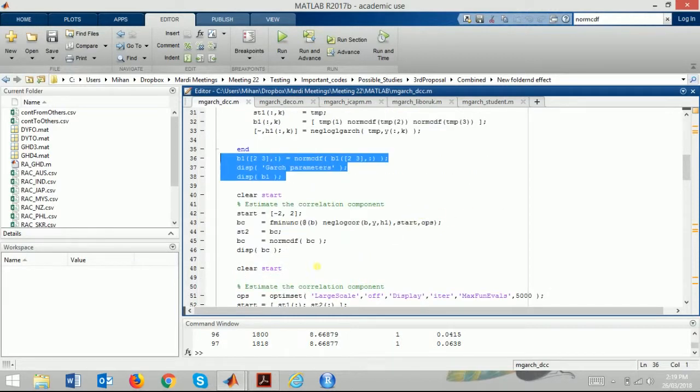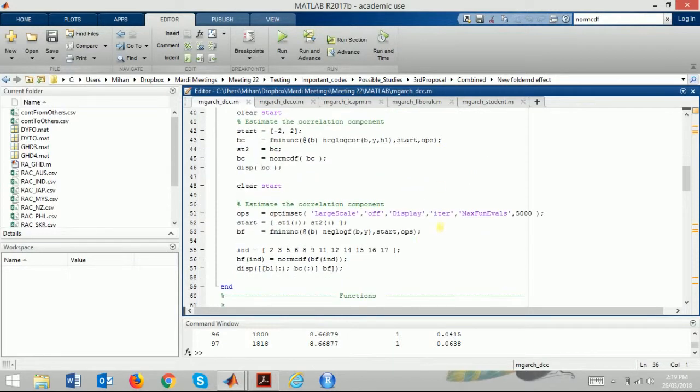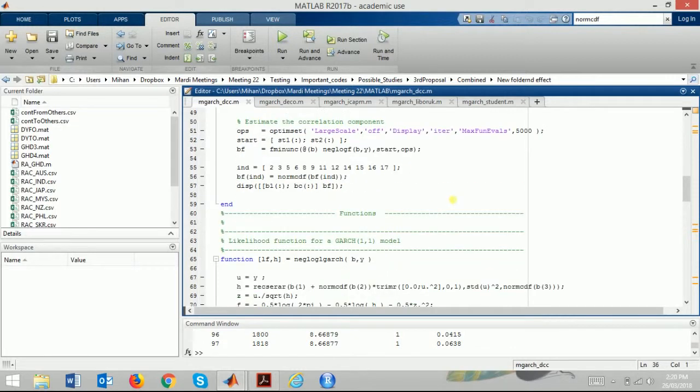Fine. And then we estimate the correlation component, and after estimating the correlation component, we run the optimization, and we find beta 1, BC, BF.